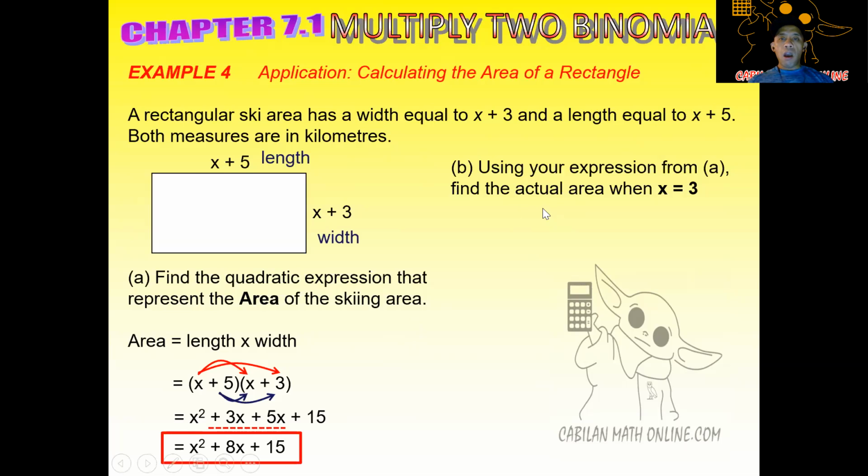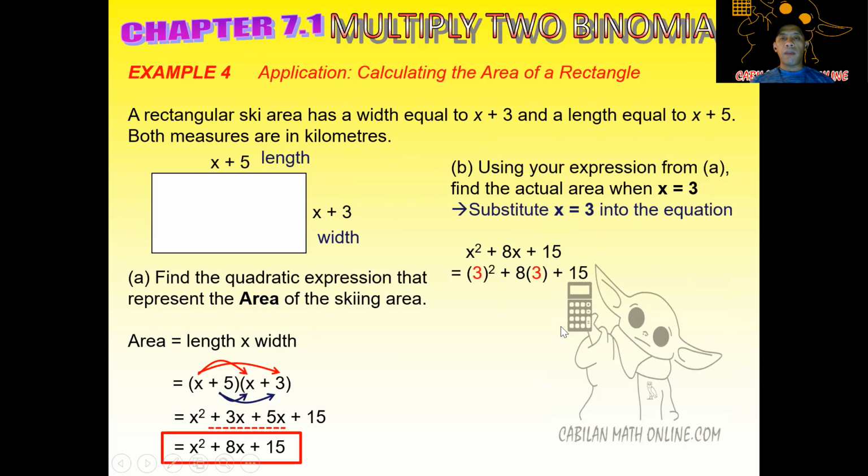All right. Okay, so it says using your expression from A, which is this part over here, find the actual area when x is equal to 3. So step number 1 here, write down what we have from the previous example. And all we're going to do here, and if you have a scientific calculator, you might want to try this out because we can actually do this in one step here. So all we're going to do is, with x equals 3, substitute it in for each x. And remember that anytime you substitute a number in for a letter, you always put brackets around it like this.